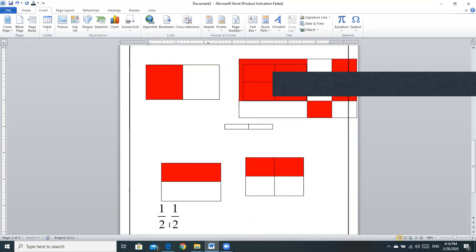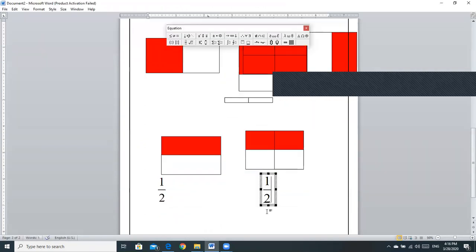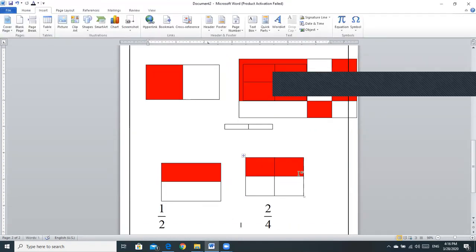Okay, let's write the fraction for this one. Here I take what? 1 from 2. Here, if I take 2 from the 4. If I color 2 from 4, is it the same like I colored 1 from 2?